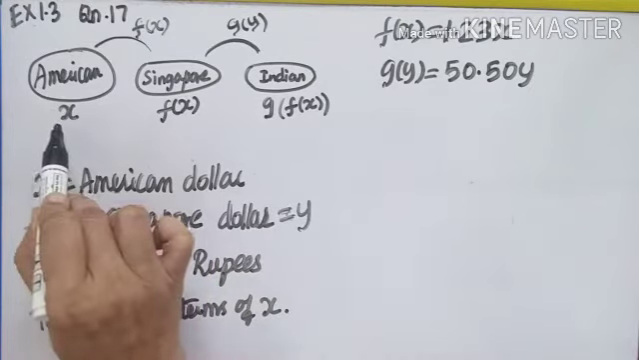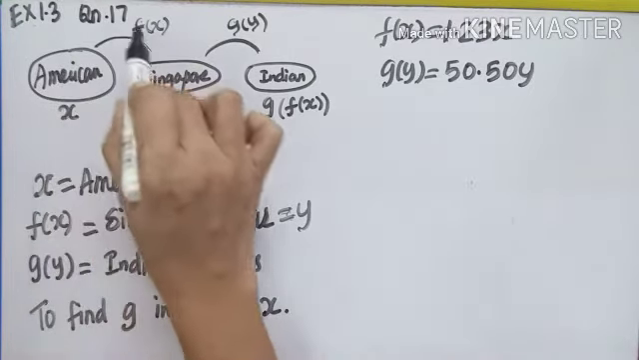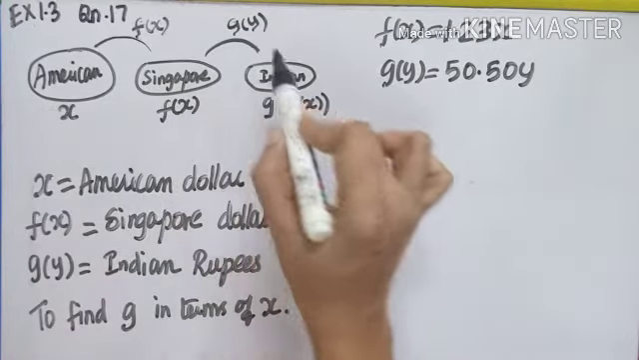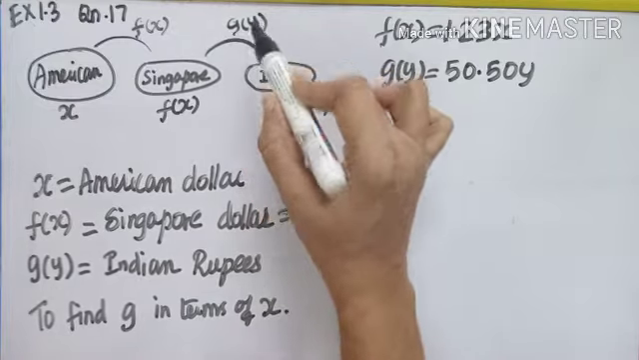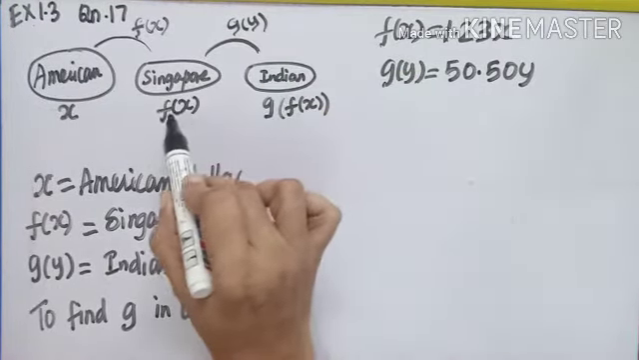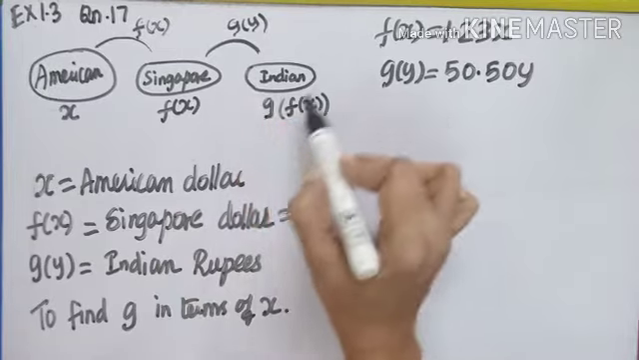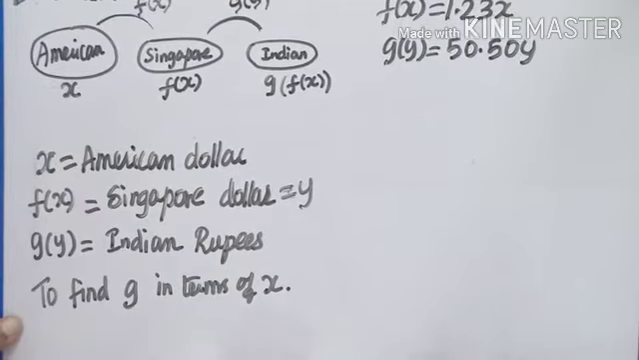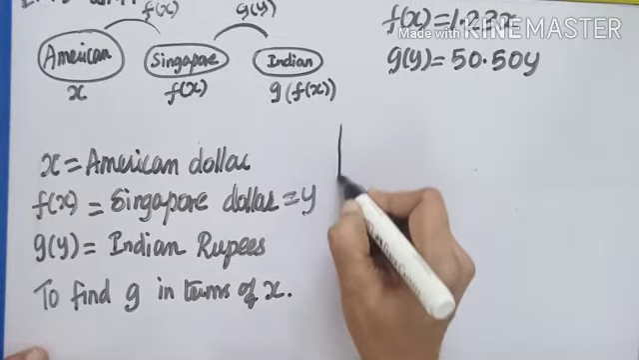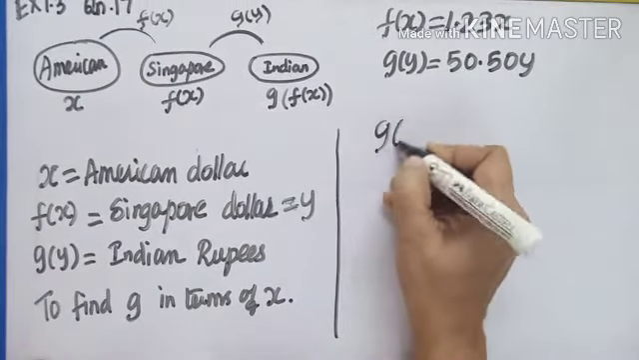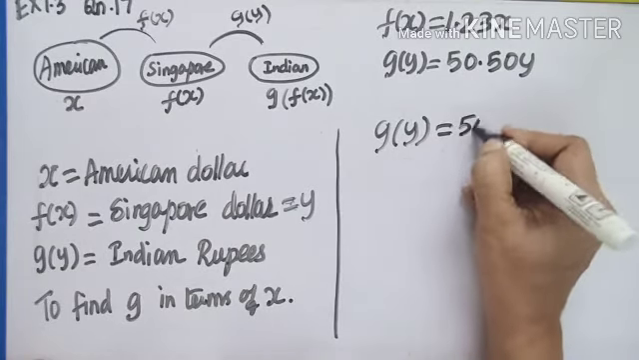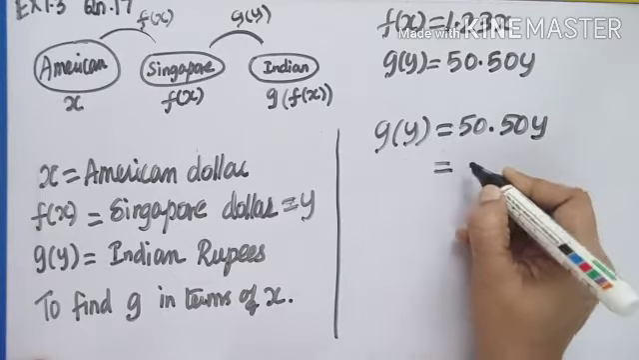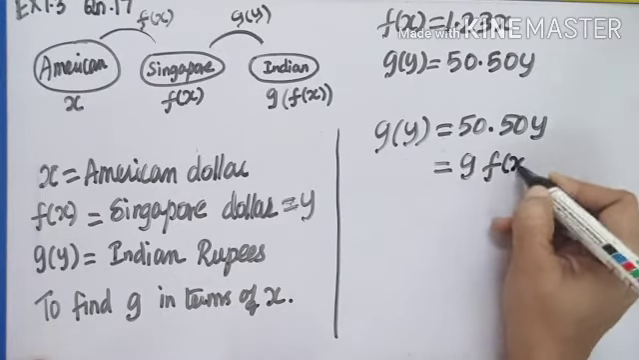It was American when it was x. As I convert, it became f(x) in Singapore. When it comes to India, it is g(y). What is y? y is nothing but f(x). So to Indian, my answer is g(f(x)). So to find g in terms of x, let us write g(y) = 50.50y. That is g(f(x)) I want.